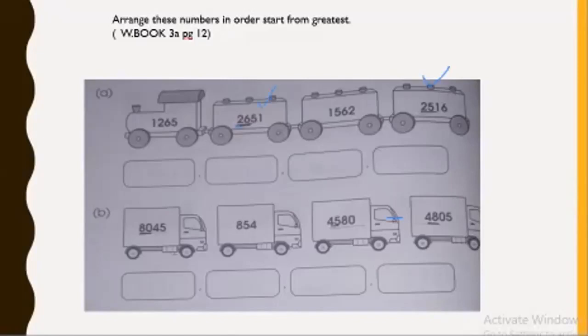2651, 2516. So students, which is the greatest value? Okay, I'm sure that my students know the answer. It's 2,651. As we are moving downward after this, which is the greatest value over here? That is 2,516. So you are going to mention this number at the second place because it's greater than the rest of the values.